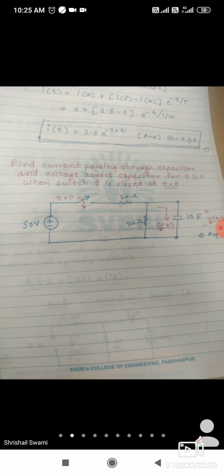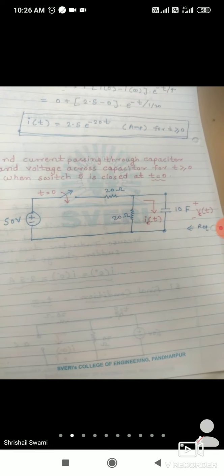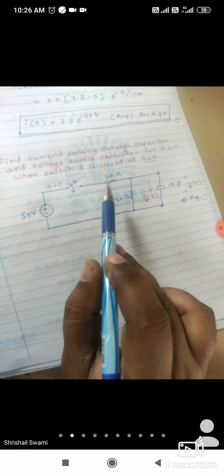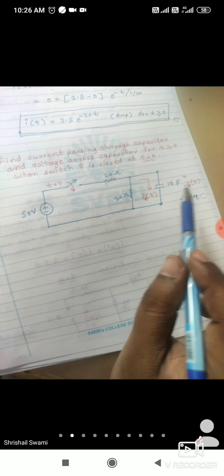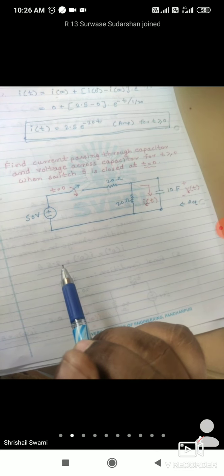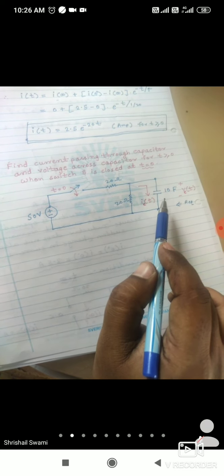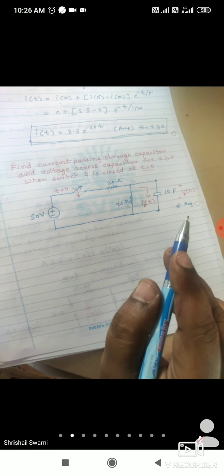Series? No. It is connected in parallel. This is shorted, this switch is closed, which means shorted. So 20 ohm and 20 ohm look like a parallel connection if you observe from this side. So 20 ohm and 20 ohm in parallel means the value will come to 10. So 10 is the R equivalent and the capacitor is 10 farad. So R equivalent into C will be the value of tau. So 10 into 10, that is 100. 100 is the value of tau. Remember, that is the third step.